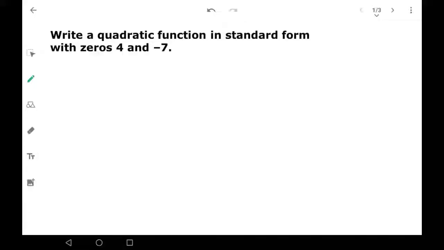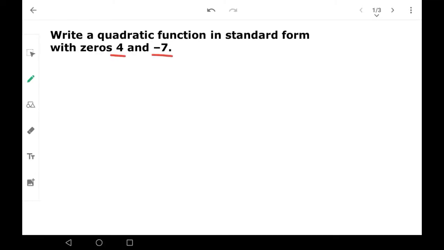Write a quadratic function in standard form with zeros 4 and -7. So when we are given the zeros of a function, what we have to do is go backwards from the solutions of the function. I have to build the original function, right? Here, what I'm given is the two solutions of the function, but I don't know what the function is.